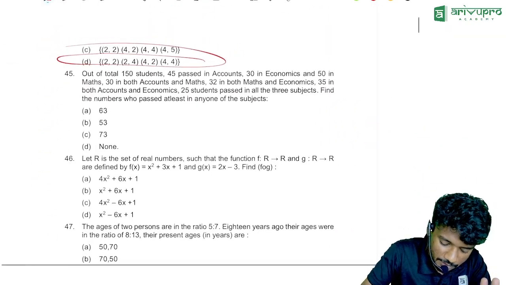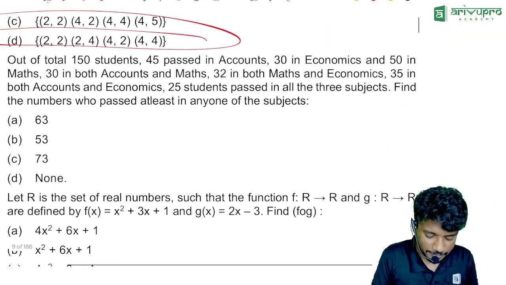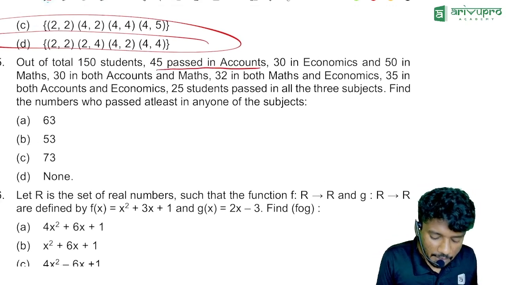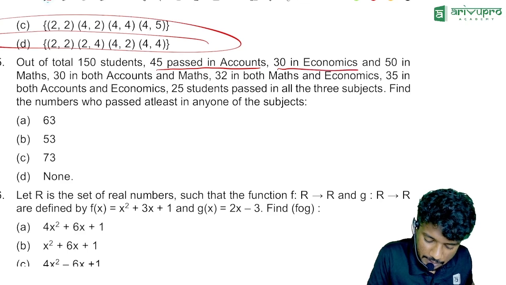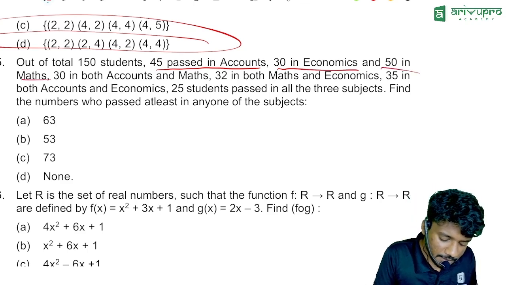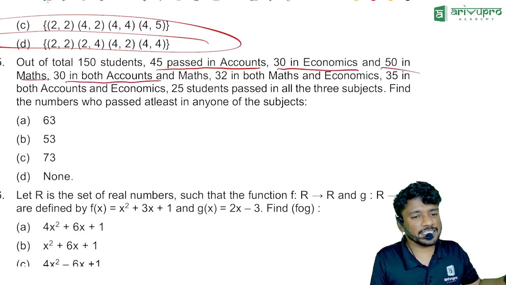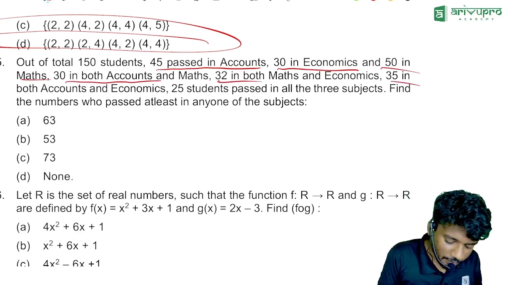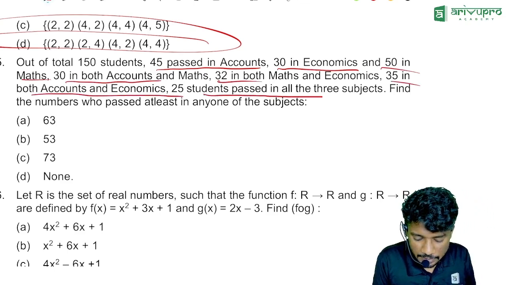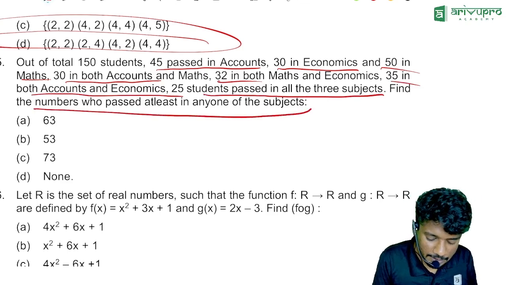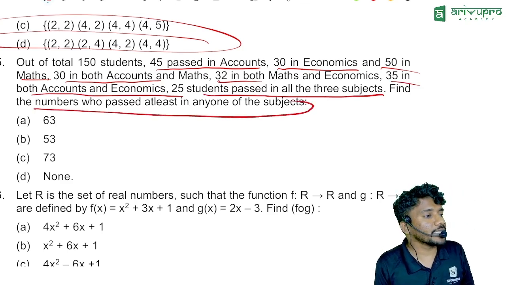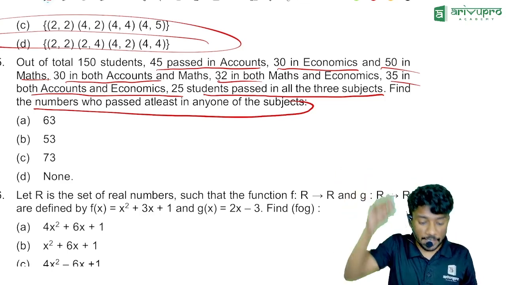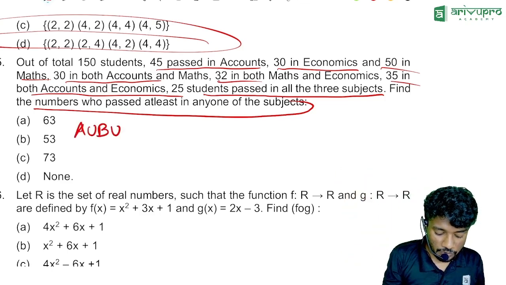Now the next question. Out of 150 students, 45 passed in accounts, 30 passed in economics, 50 in maths, 30 in both. Very easy question. Then 32 in both maths and economics, 35 in both accounts and economics, 25 passed in 3 subjects. Find the number who passed at least one of the subjects. Whenever you see at least, you will do union operation. A union B union C.